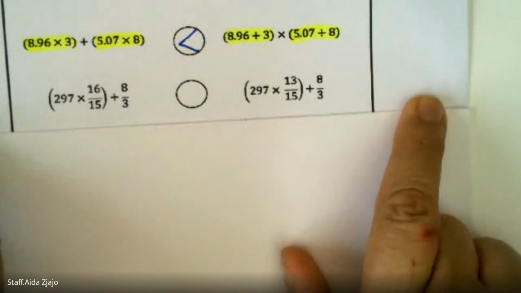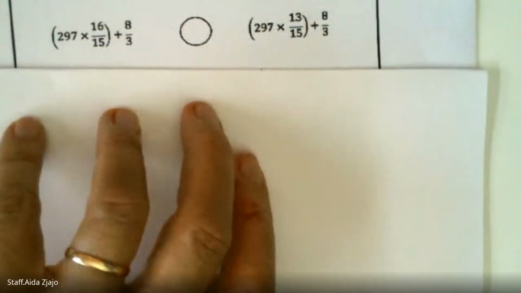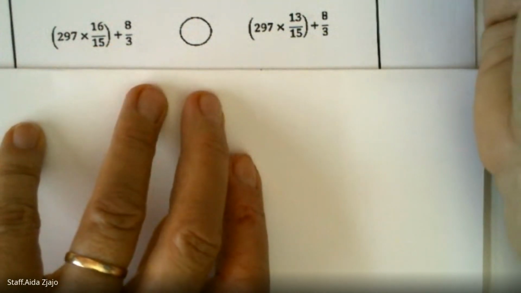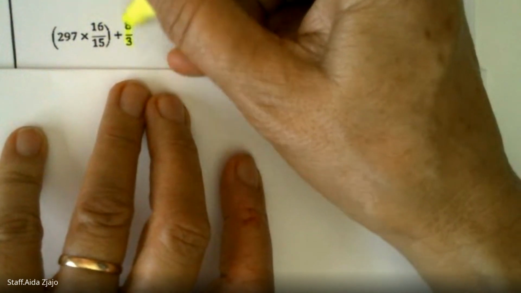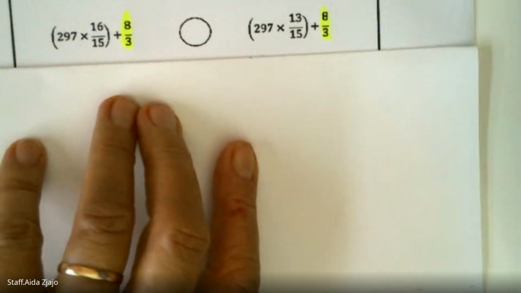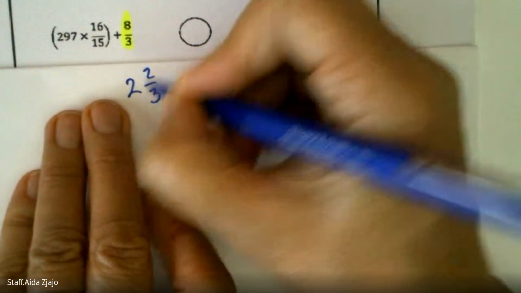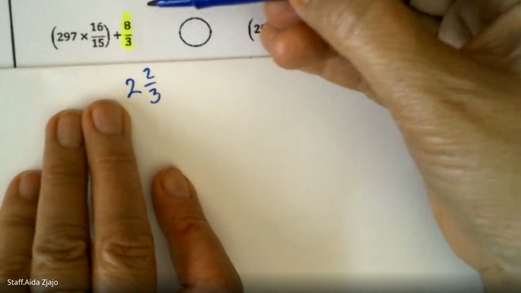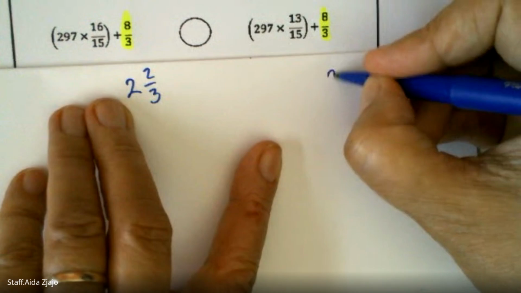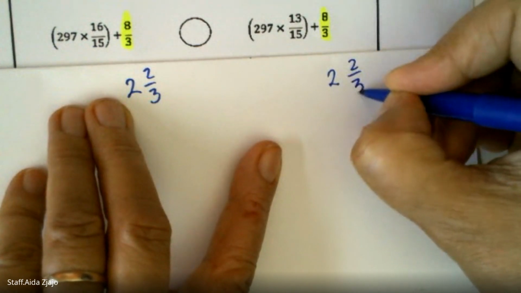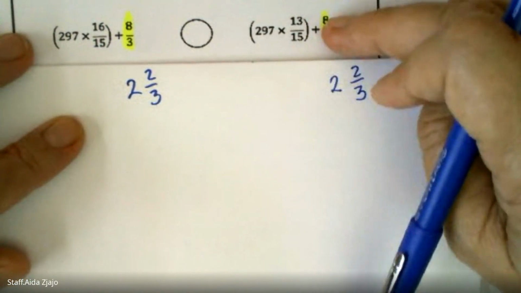Now, when we explore these, let's see what we have. We have the fractions the same, 8/3. So thinking of this to be 2 wholes and 2/3, because 3/3 plus 3/3 plus 2/3 makes 8/3, which makes 2 wholes and 2/3. If I do this side, I can think of this as the same mixed number or improper fraction.